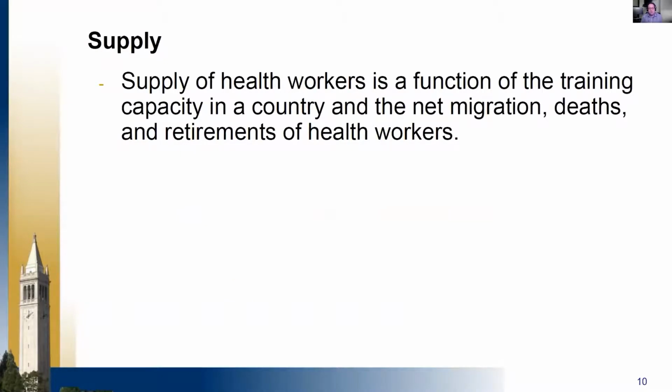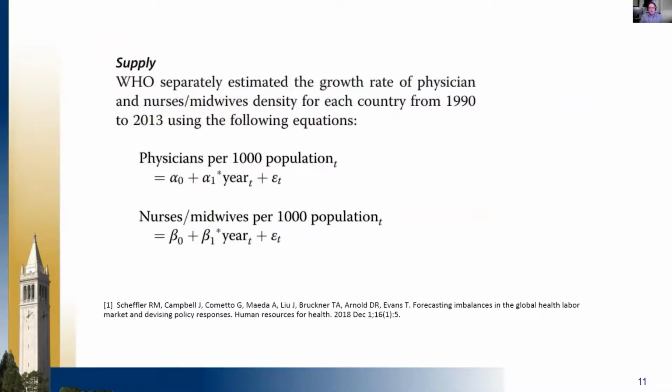For supply, supply is usually a function of the training capacity in the country, so your education system for educating health workers. It's also the migration in and out of the country of health workers, and deaths and retirements as well, which can be taken into account. There are more complicated ways to do this, but this is a basic way. It's just really trending, using a year trend and just looking at the trend in physicians per 1,000 population and nurses and midwives per 1,000 population, and just projecting that the trend will continue forward.